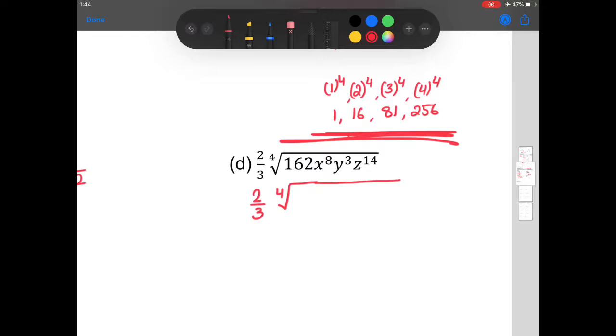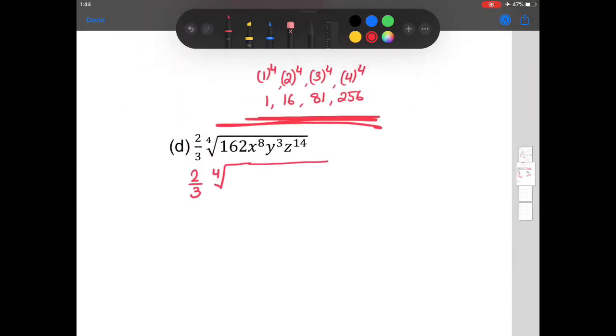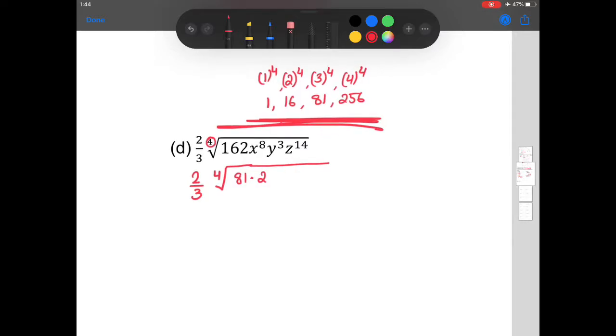You can check 162 divided by 2, which is 81. So 81 is in there. So I can break this down into 81 times 2. Now look at my root. My root is 4. So I want to make sure these powers are either 4 or are multiples of 4, right? So is 8 a multiple of 4? Yes. So I don't need to break it down. So I'm going to keep it as it is.